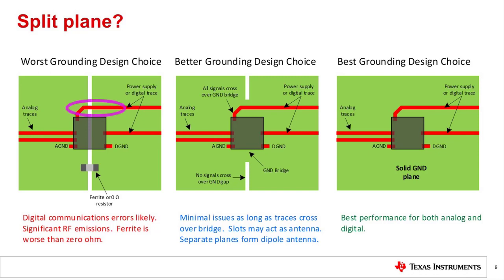Signals that traverse the split will have large emissions and frequently have poor analog performance. Using an inductor or ferrite can generate large transient voltages when switching currents pass from the digital to the analog section, and this could cause data errors and even damage the device. For engineers who really want to use a split, a better approach is to use a ground bridge, as shown in the center drawing. The ground bridge needs to be wide enough to allow any traces to pass over the bridge and not over a split in the ground.